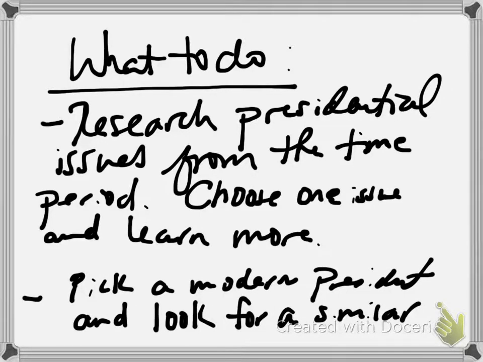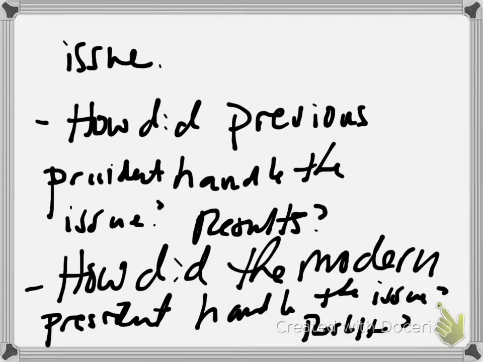So again, what do I do in this project? I research presidential issues from an early time period, numbers 1 through 16. I choose an issue, and I learn more about that issue and how the president was impacted by it, or by the Constitution, or the Supreme Court. Then I also pick a modern president, and I look for a similar topic. And then, how did the previous president handle their issue? What were the results? How did the modern president handle their issue, and what were the results?